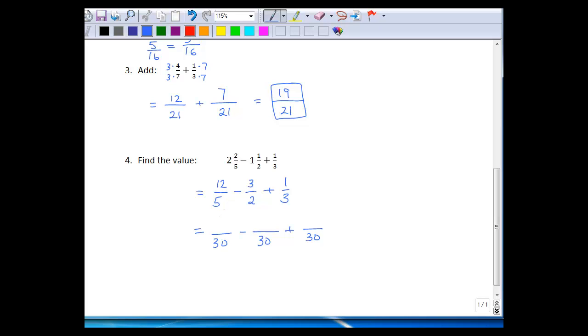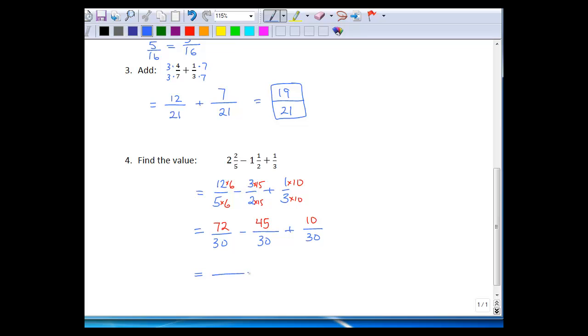So this first one here, to convert a 5 to a 30, I need to multiply by 6. So this first one becomes 72/30. To convert a 2 to a 30, I have to multiply by 15. Again, notice I'm putting the factor in the numerator and the denominator, so that's 45. And then to convert a 3 to a 30, I have to multiply by 10. So I end up with 72/30 minus 45/30 plus 10/30.